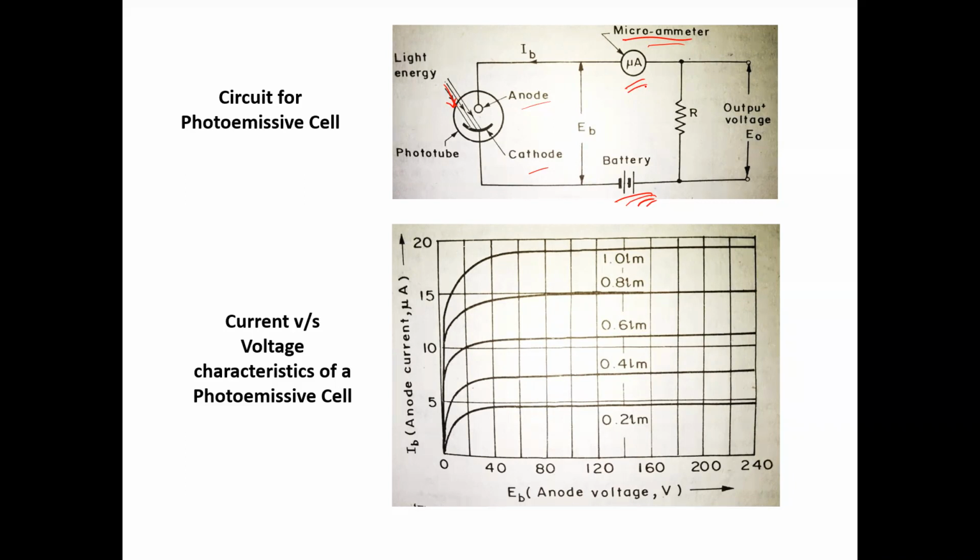In terms of the amount of current determined from the ammeter, the intensity of light can be related to it directly, or the voltage drop across this resistance R can also be used to establish a relation between the intensity of light and the change in the voltage across the resistance R.